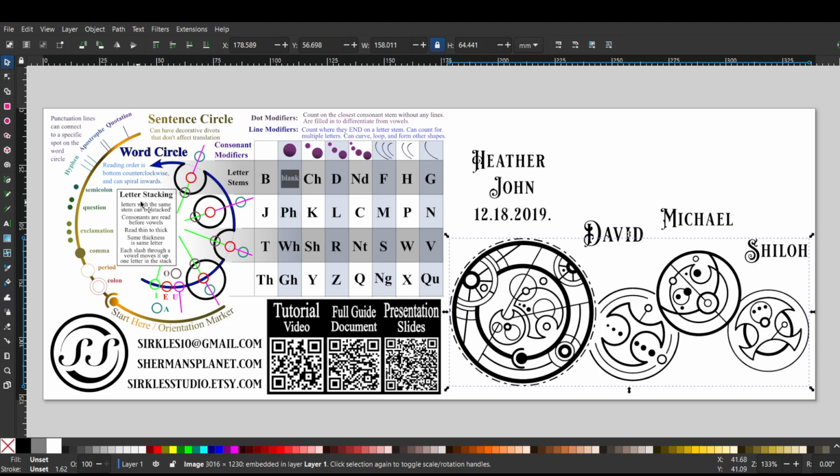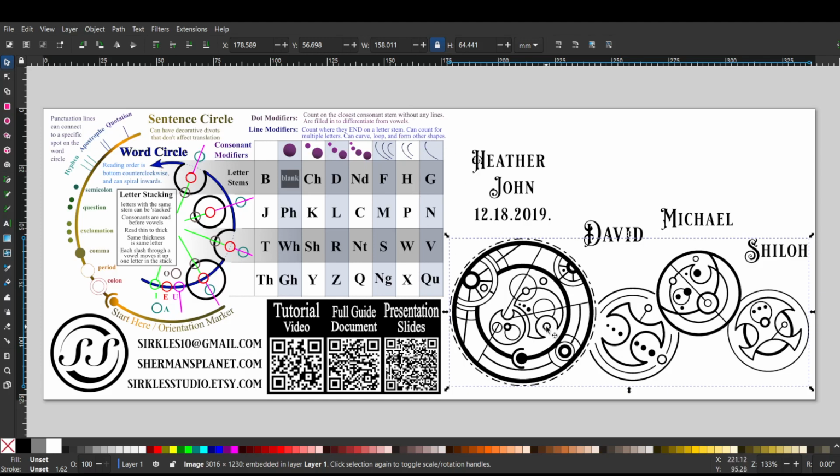This is a deep divot stem, so we're in this top row. And then to figure out which column it's in, we look at the modifiers. So there are no dots on this letter, but there's 1, 2 lines that end on it. Yep, this line does curve around and it's the same line, but it counts twice because it ends on it twice. Line modifiers count where they end on a letter stem, and they can count for multiple letters. So this is 2 line modifiers on a deep divot, making it an H.